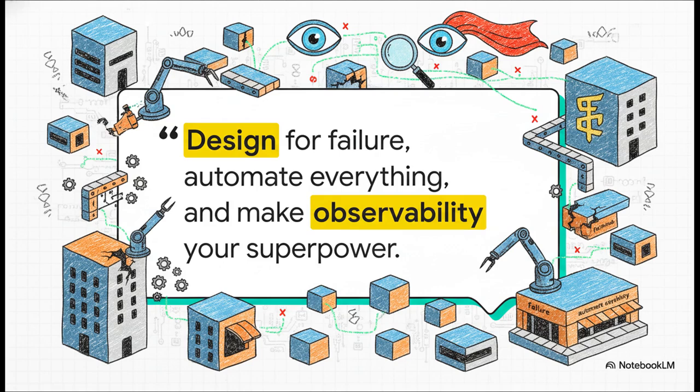Basically, if you are going to venture into this complex food court of an architecture, you must tattoo this golden rule into your team's operational discipline. Design for failure, automate everything, and make observability your superpower.